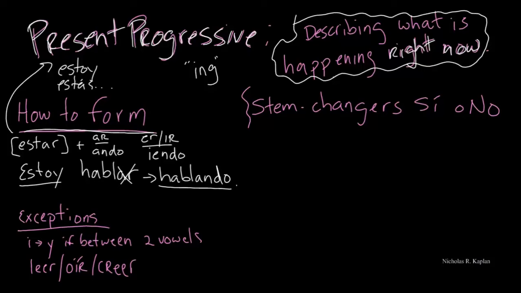Let's try a second one. Let's say you are eating. Well, we know that it's comer. Take off our ER. And it's an ER verb, so we will add -iendo.